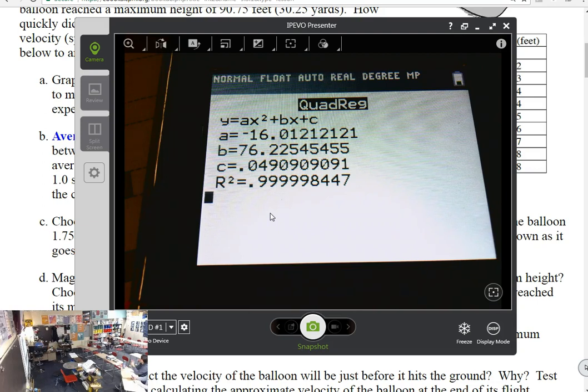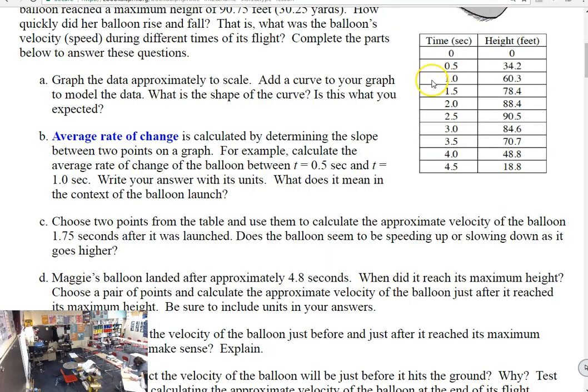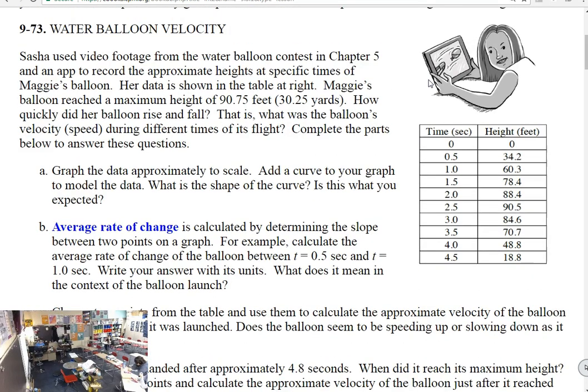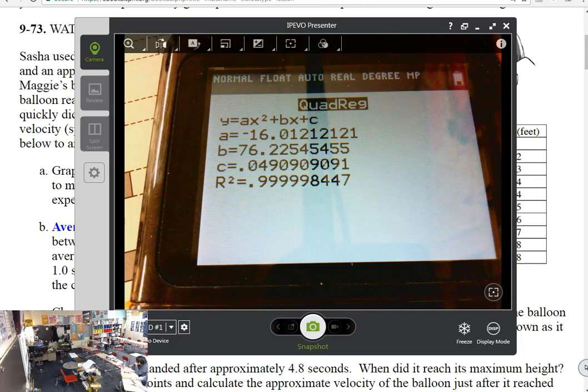So this makes our equation -16x squared plus 76x plus almost 0, like 0.05. So should we put that in? Yeah, I mean, it's there, right? It's worth it. What that means is, what is this situation again? A balloon. So what that tells us is her balloon did not start on the ground, right? That y-intercept. So that balloon did not start on the ground. Questions?